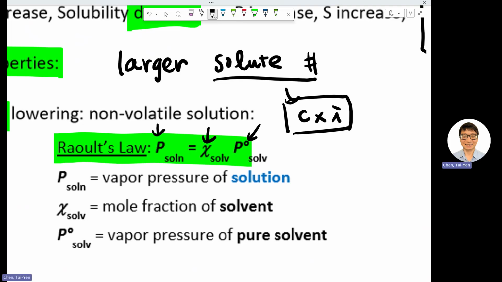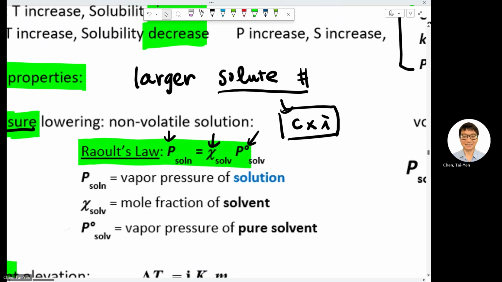Now think about this. The mole fraction of your solvent will decrease when you throw in more solute. So the more solute you add, the vapor pressure will decrease and decrease through a specific relationship. This provides a very quantitative estimation of how much the vapor pressure will decrease. Is that clear? Any questions?